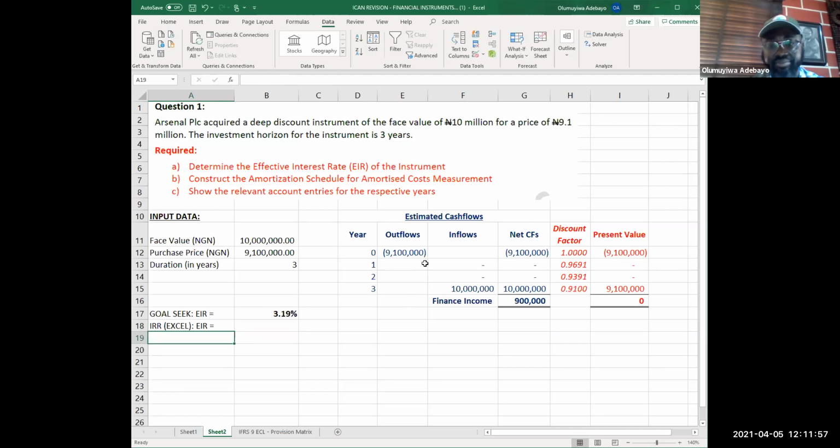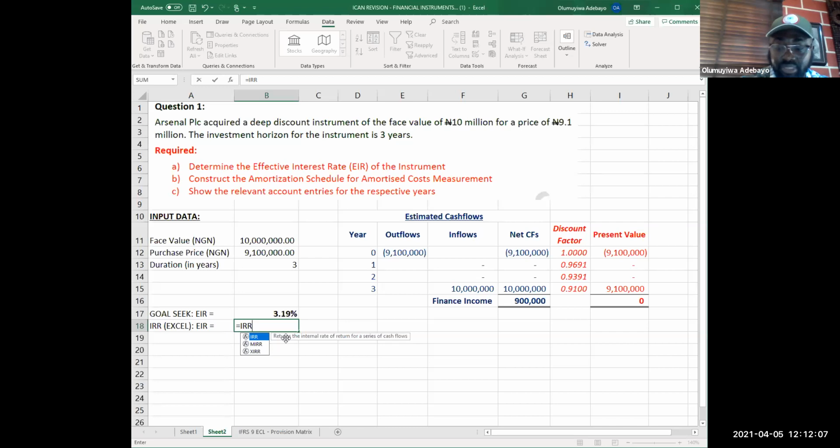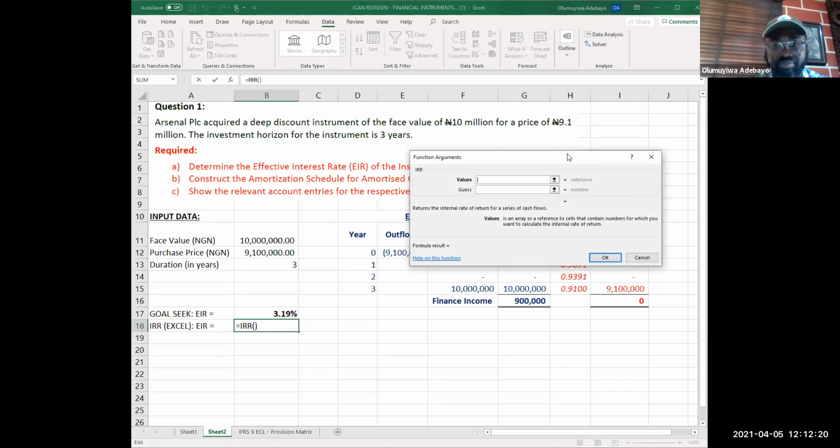If I use IRR, I'll say IRR and open the brackets. With this, I can open the equation from the function bar. But if I know what it is, I don't need to open the function bar. If I open it, it will tell me what I need to do.